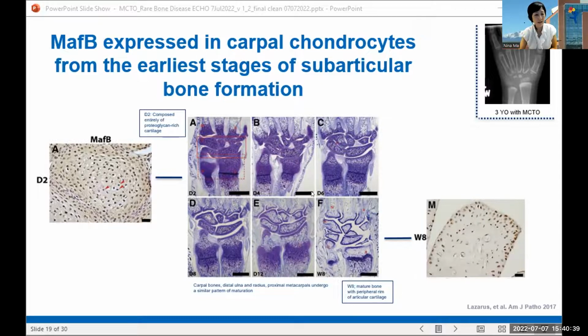So these findings help us understand why perhaps in the wrists of patients with MCTO that we don't see just involvement of the carpal bones, but also why we may see involvement of the proximal metacarpals. And also these findings support the notion that perhaps there could be dysfunctional chondrocyte and bone formation occurring in MCTO.